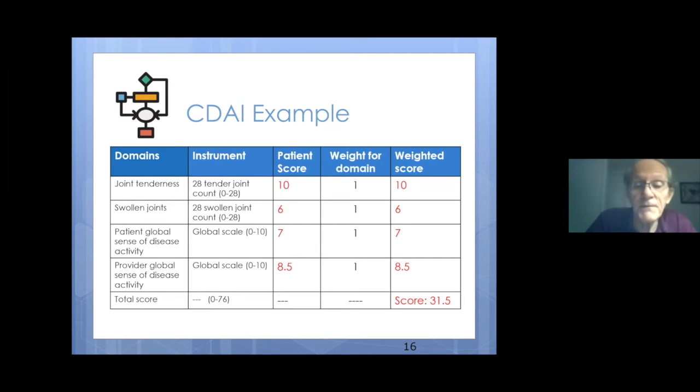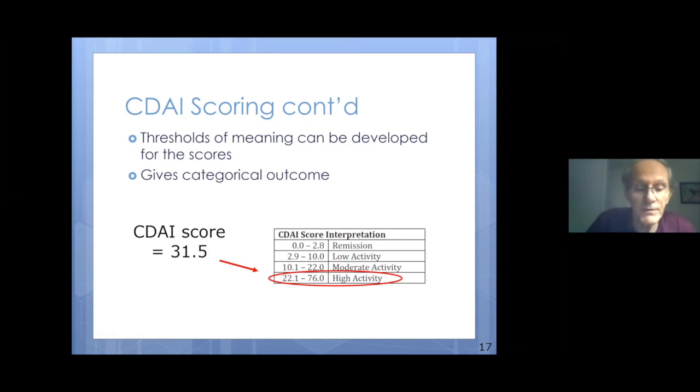For each domain, the patient's score for that domain is multiplied by the corresponding weight. Adding the weighted score yields the total score of 31.5. As we did before, this continuous score can then be referred to the CDI score thresholds, yielding a category outcome with interpretation. In this case, the CDI score 31.5 is in the 4th category and is given the label high activity.